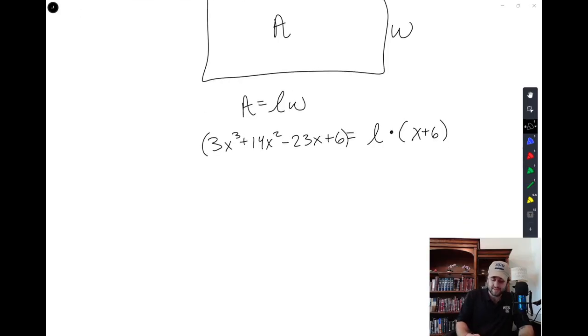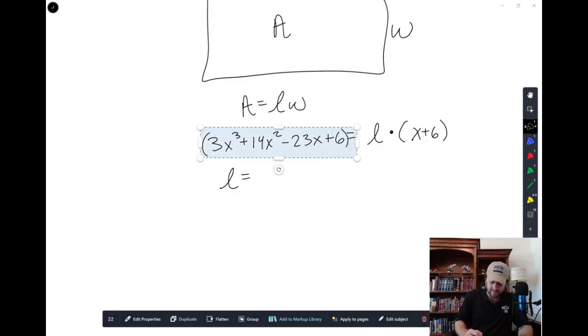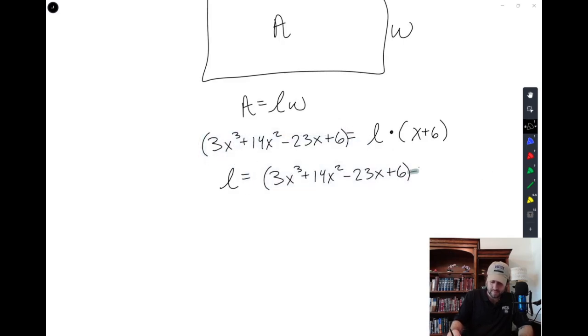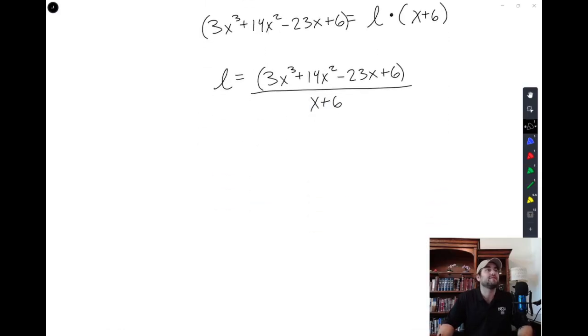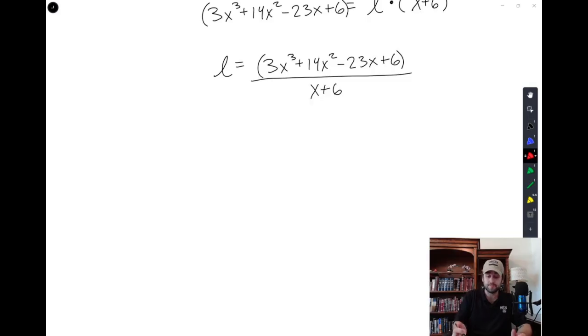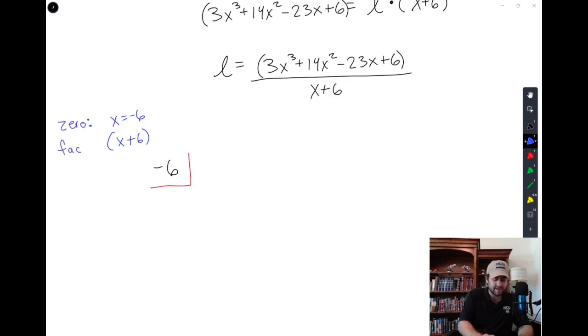And so what we're going to do is we're going to say L is equal to, and we're going to divide both sides by that x plus 6. We're going to get this long term divided by x plus 6. We just divided that parentheses set from both sides. And that's our division problem that we're going to do. And so because this divisor looks like a factor, we're allowed to backwards L and say negative 6, remembering that the factor was x plus 6, so the associated 0 is x equals negative 6. This is the 0 of the term, and this is the factor.